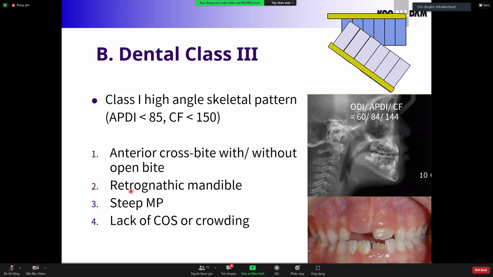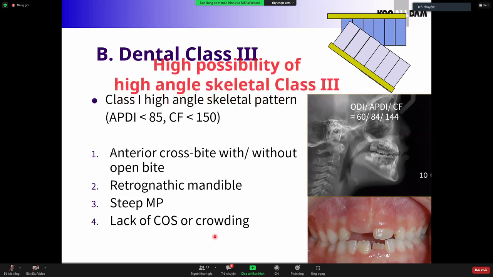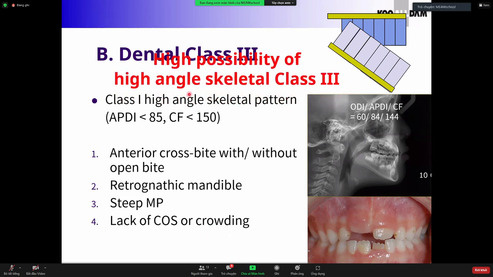And this patient shows a retrognathic mandible and steep mandibular plane angle. In some cases we can see a lack of curve of Spee or crowding. This patient has a high possibility of developing high angle skeletal class 3 malocclusion during growth and development.